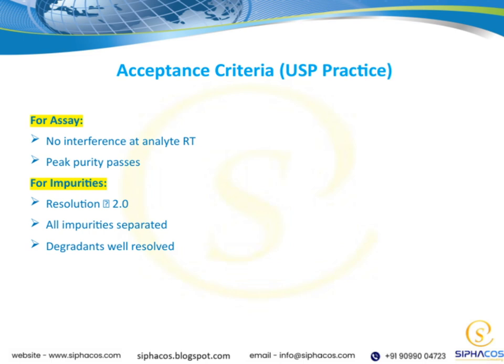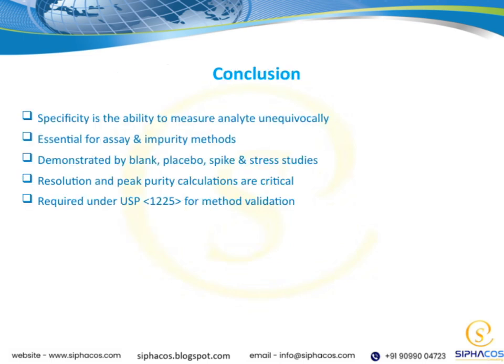Let's wrap things up with the key takeaways. Specificity, as we've discussed, is the ability to measure an analyte unequivocally. It's absolutely essential for both assay and impurity methods because it ensures we're accurately identifying and quantifying the substance of interest without interference. We demonstrate this specificity through various studies like blank, placebo, spike, and stress tests, which help confirm that our method is truly selective.